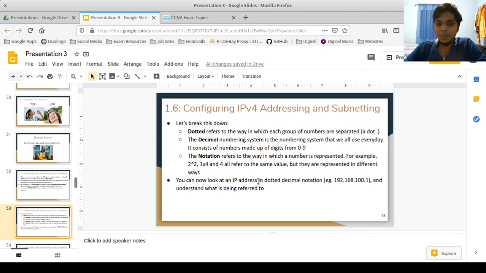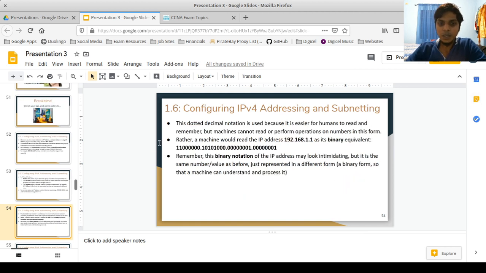So now you can look at an IP address in dotted decimal notation, for example 192.168.100.1, and you can understand what is being referred to. You know this is not just a number, you know the meaning of each of these numbers now and what the dots mean. This dotted decimal notation is used because it is easier for humans to read and remember. But of course, machines cannot read or perform operations on numbers in this form. It is very easy for us to read this number and understand what it means, but a machine can't.